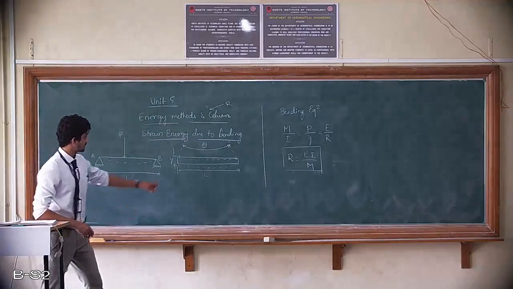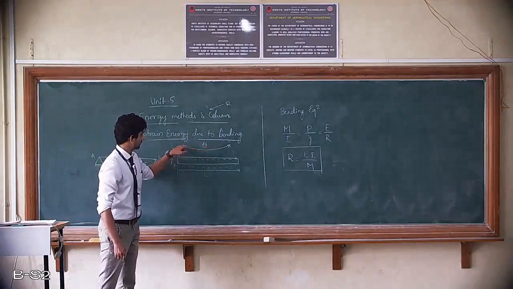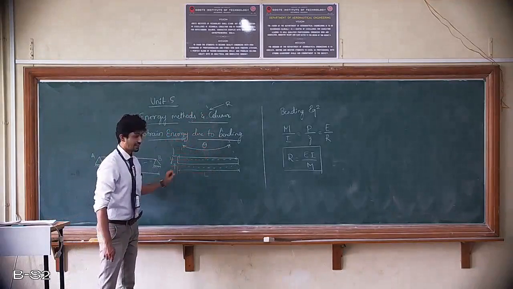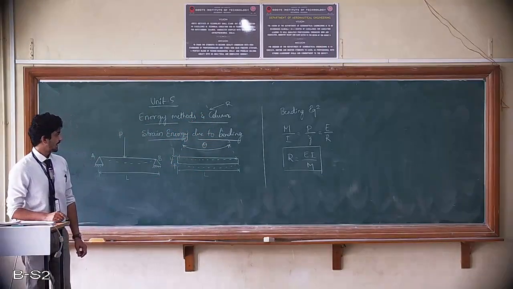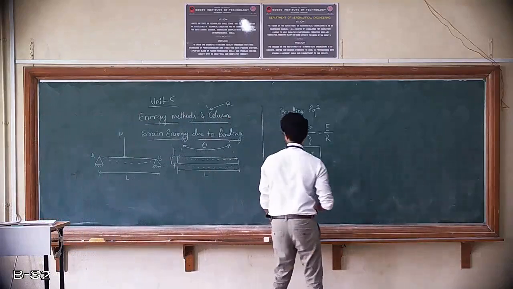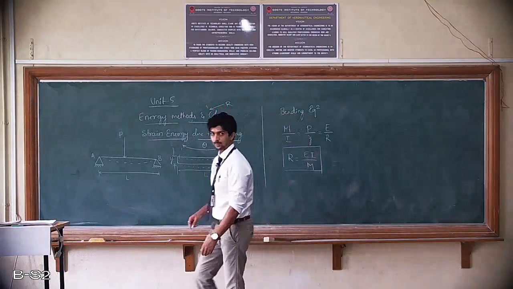Relation between theta, that is the angle of curvature, then r, radius, and then length, L. What is it going to be? Theta is equal to L divided by r, because the angle will be very small compared to the radius of curvature as well as the length. I hope it is clear.